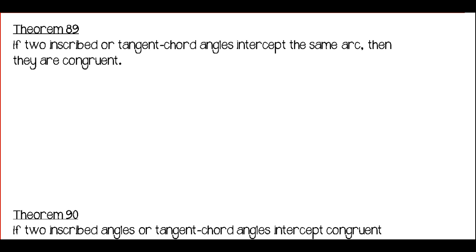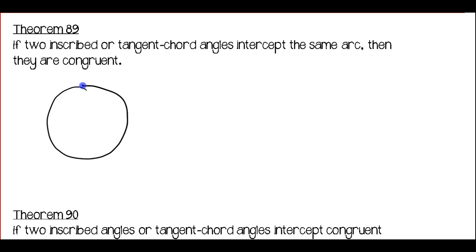For Theorem 89, if two inscribed or tangent chord angles intercept the same arc, then they are congruent. We could have a bunch of different pictures for this. So let's talk about two inscribed angles first.